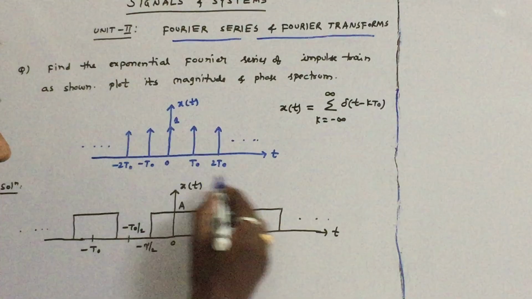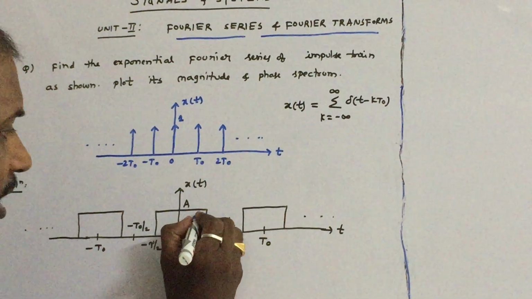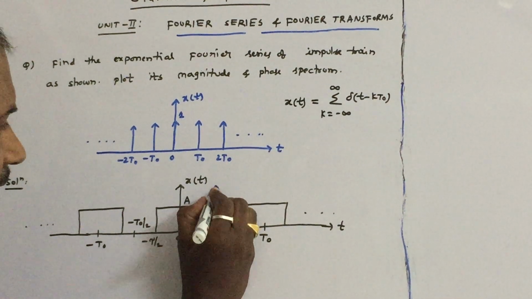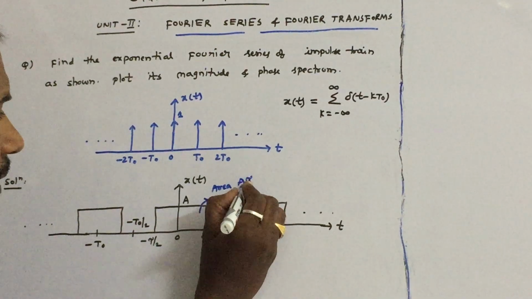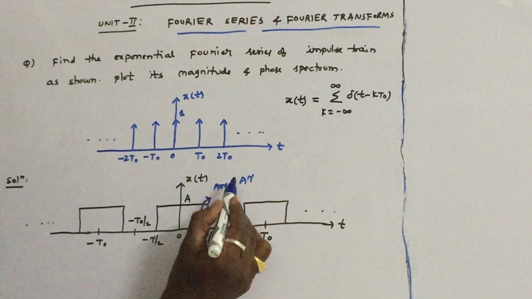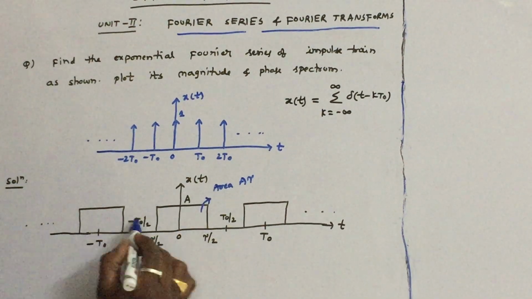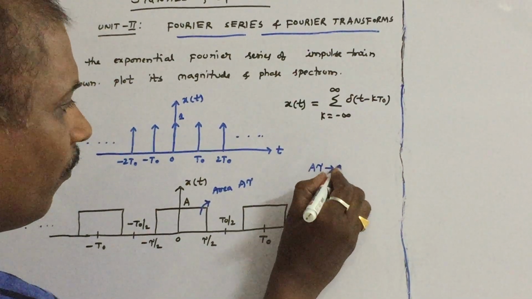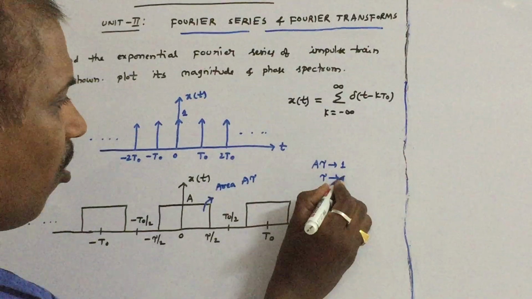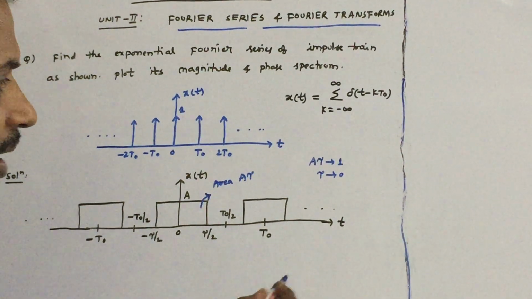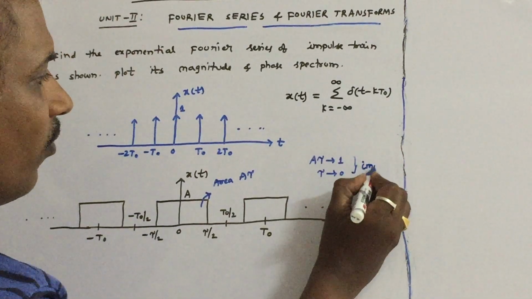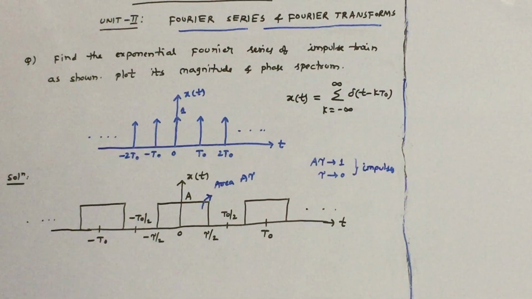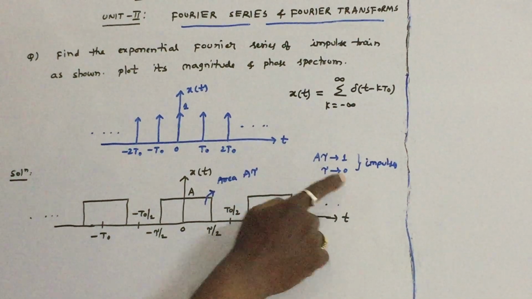First we find the exponential Fourier series of these rectangular pulses. What is the area of this? Width is tau and height is a. So the area is a tau. If tau tends to 0 and a tau tends to 1, these rectangular pulses will become impulses. That is the approach we follow: find the exponential Fourier series of this and substitute these two conditions.